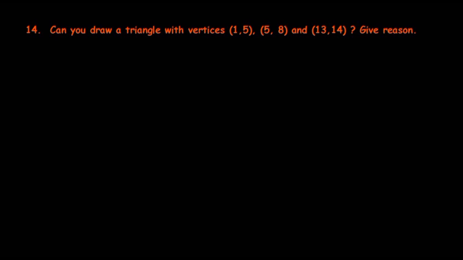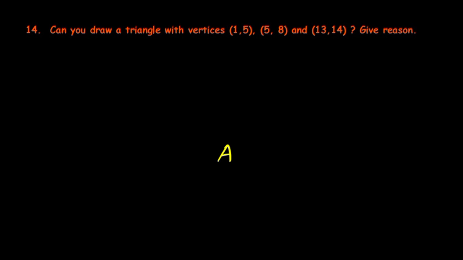So here is the next question, a very important model. Can you draw a triangle with the vertices (1, 5), (5, 8) and (13, 14)? To check whether the given points can form a triangle or not, it's very simple. We take the points as A, B, C and find the distances AB, BC and AC. If AB plus BC is greater than AC, then it can form a triangle. What is AB? The distance between A and B. BC is the distance between B and C. Similarly, AC means the distance between A and C.